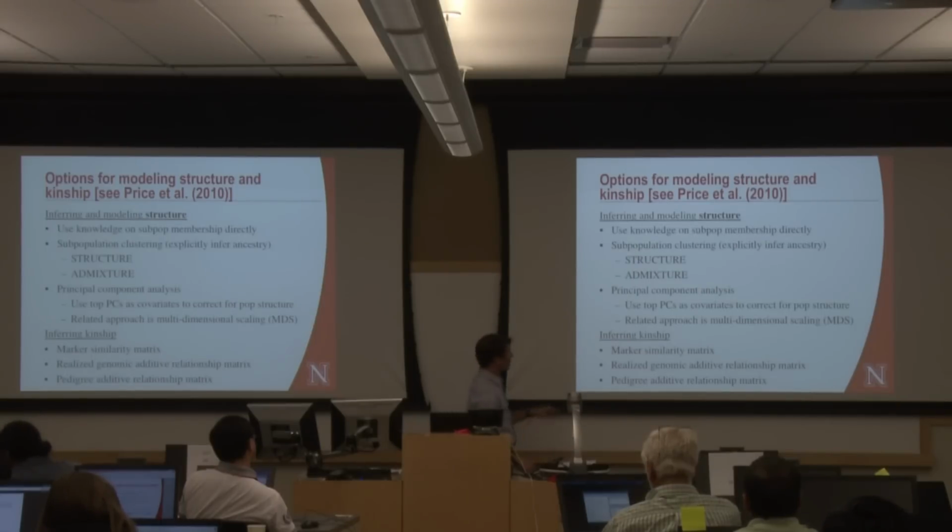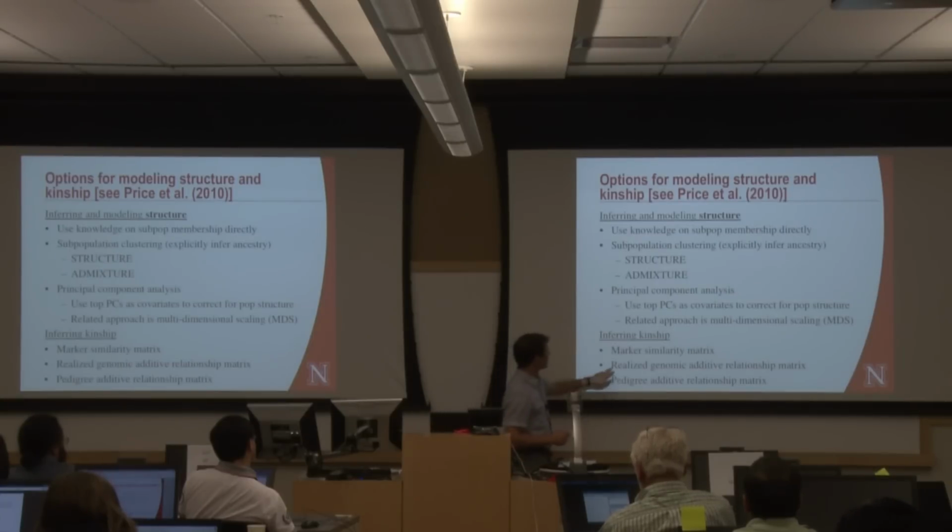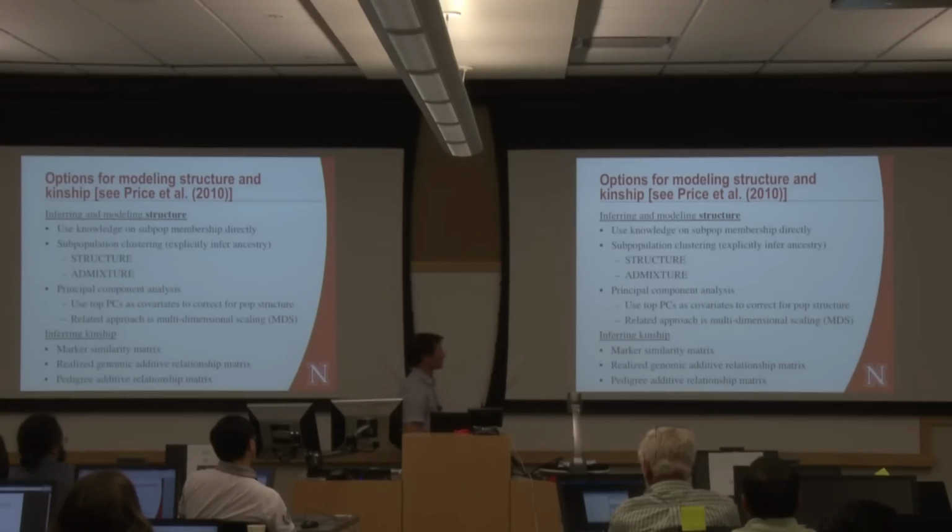And then for the kinship matrix, we can do something similar, like a marker similarity matrix, where basically the kinship matrix consists of the number of times two individuals share an allele at a locus across the whole genome. Or something more complex like a genomic additive relationship matrix, which is basically a scaled and standardized version of the similarity matrix.